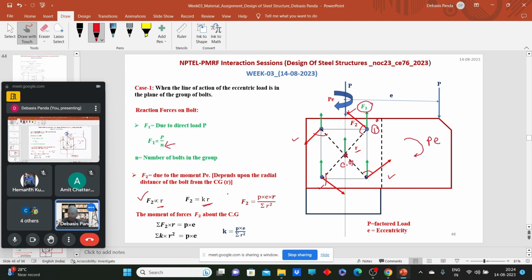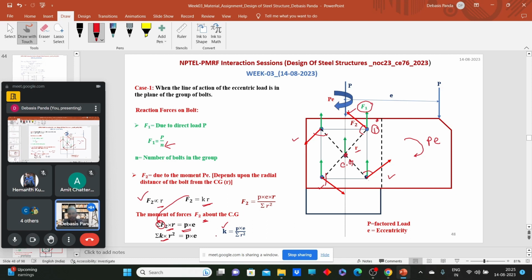We are now finding out the constant K. Now think about it. These F2s are generated just because of the moment PE. So obviously, if we consider the moment of forces F2 about the CG, that will be equal to the moment which is applied. So summation of F2 into R, that is the moment due to these F2 forces about the CG, will be equal to the moment which is coming due to the eccentricity. From this equation, we know F2 is equal to K into R, so we put K into R here and we can find out K. K is equal to PE by summation of R square.